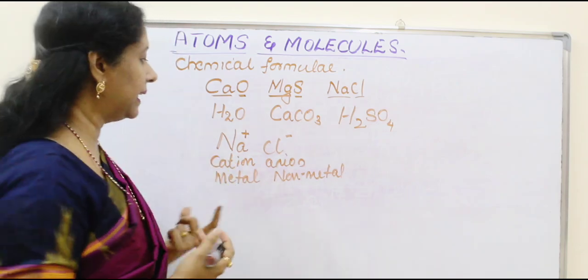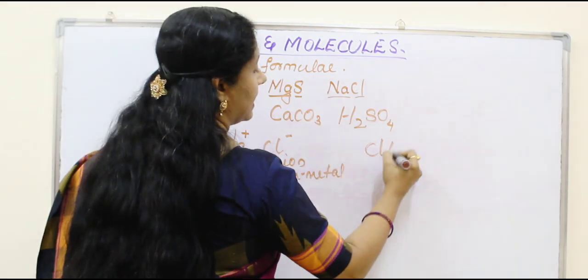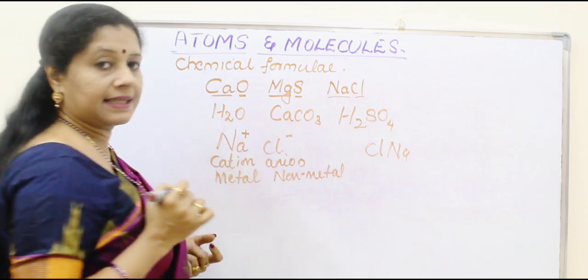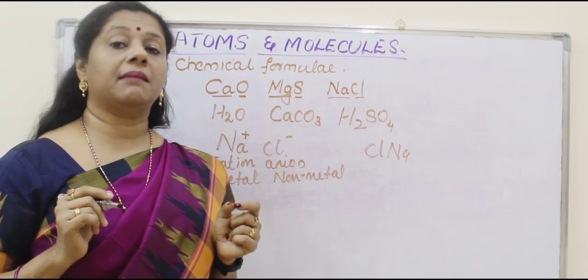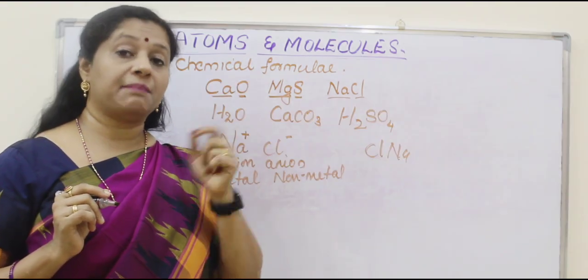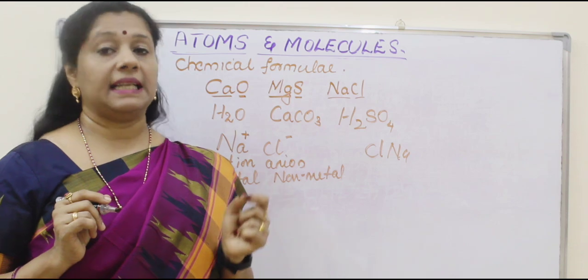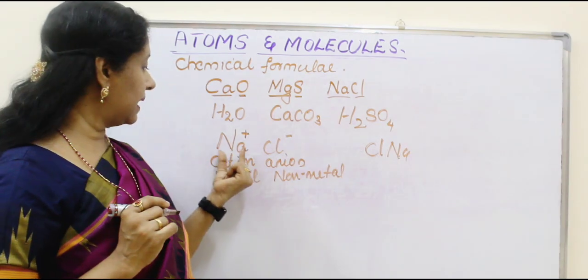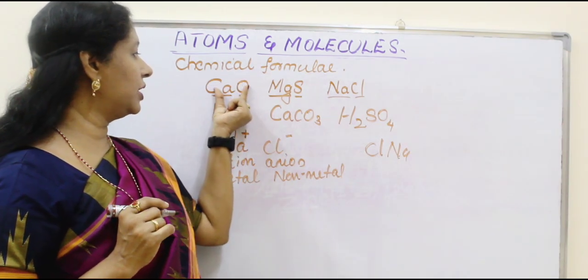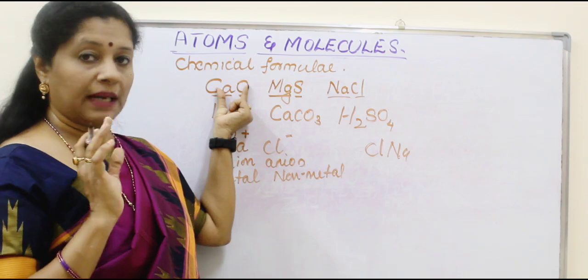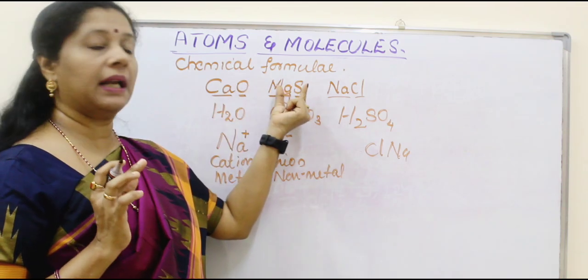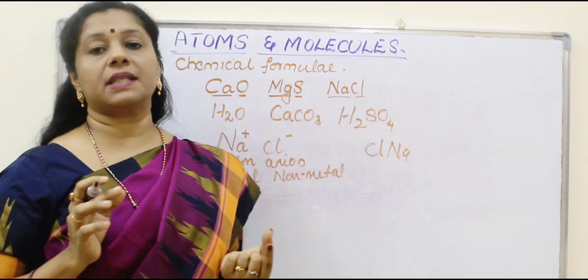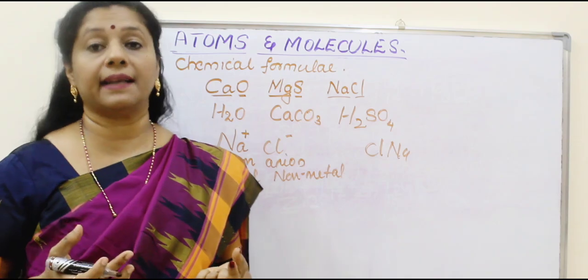So whenever we are writing the formula, we don't write ClNa, we always write NaCl. Why? In an ionic compound, we always write the metal first and the non-metal later. In this case only 2 elements are involved. Here also 2 elements are involved. Here also 2 elements are involved. Such compounds are called binary compounds.